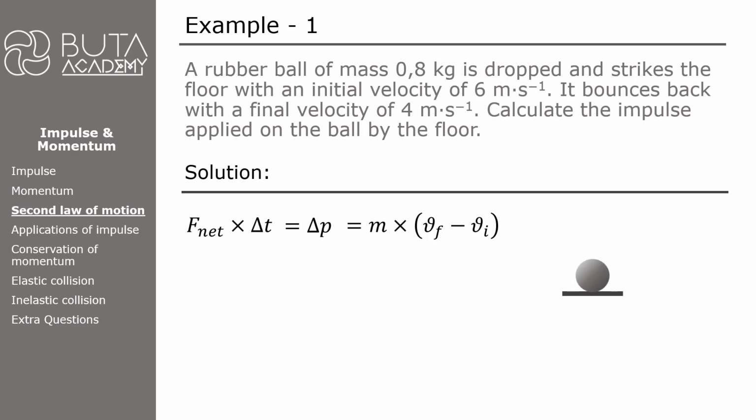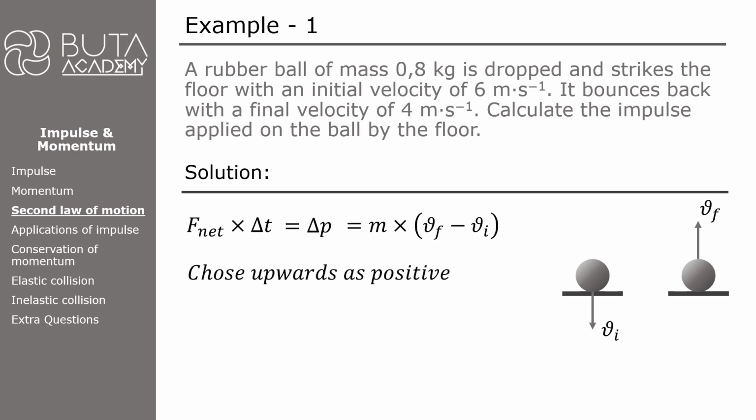Just before striking the floor, the ball was moving downwards, and after bouncing, it is moving upwards. Impulse and momentum is one of the topics where, unless it is already specified in the question, we are required to specify which direction is positive and which direction is negative. For this question, let's choose upwards as the positive direction. In this case, the final velocity will have a value of positive 4 and the initial velocity is going to be minus 6.